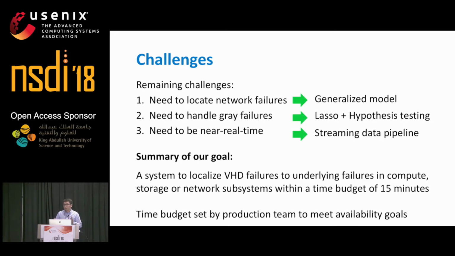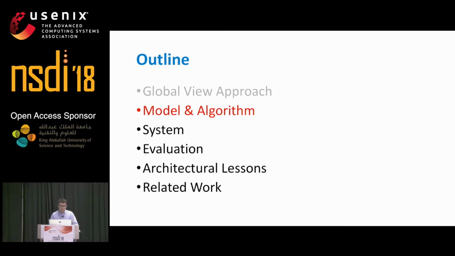So to summarize our goal, we want a system that's able to localize VHD failures to the underlying failures in compute, storage, or network subsystems within a time budget of 15 minutes. Next, let me describe our model and algorithm.